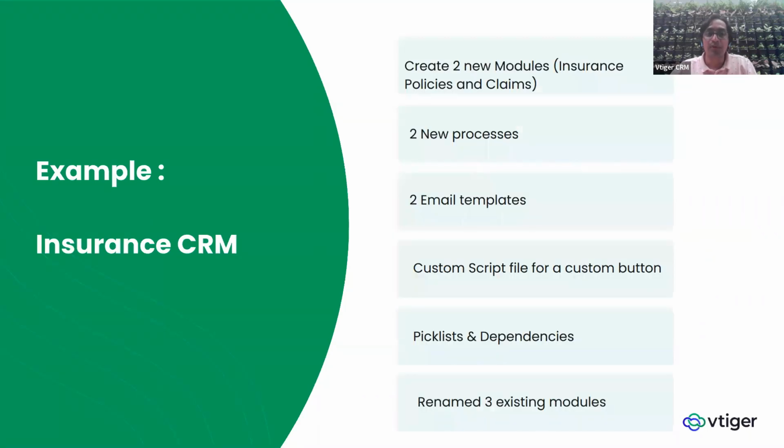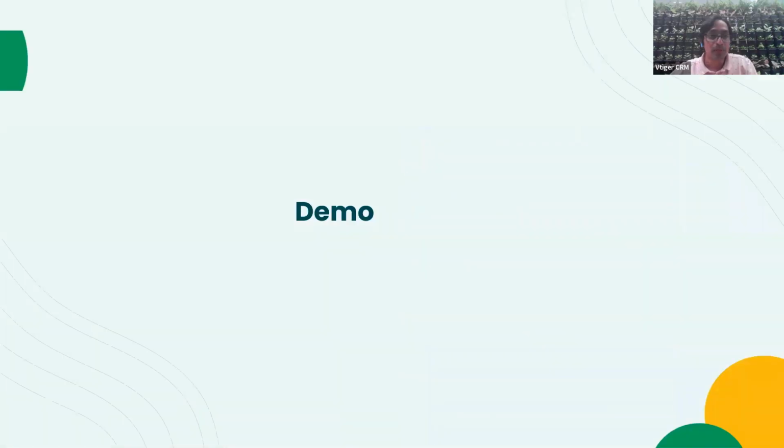And for this, I've created two modules, one called insurance policies, the other called claims. Then there are a few business processes, workflows, approvals, and email templates. So whenever a policy is approved, an email goes to the policyholder saying that your policy is approved. And then there are a few buttons, pick lists, and dependencies. I've renamed some existing modules. So these are the things that I've done. Let me show you this in the demo.